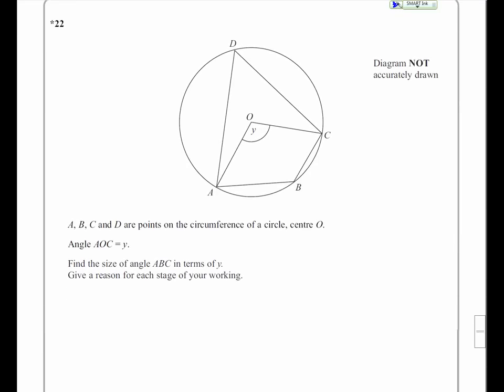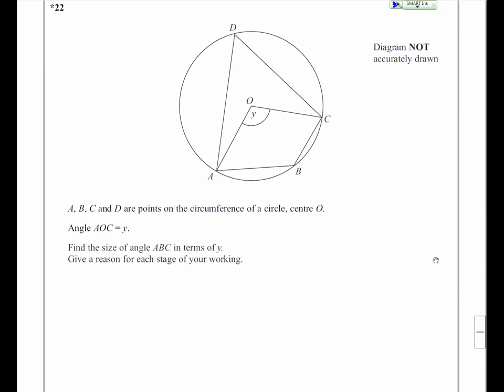Question 22. It's a starred question. Looks like a circle theorem, but the interesting thing on this question is it's not actually given any numbers. We're only given an angle as an unknown y. Okay, so A, B, C, and D are points on the circumference of a circle, centre O. Angle AOC equals y, which is what we just labelled on. Find the size of the angle ABC in terms of y. So this is our mystery angle here. Okay, so let's go about our business. Give a reason for each step in your working out.